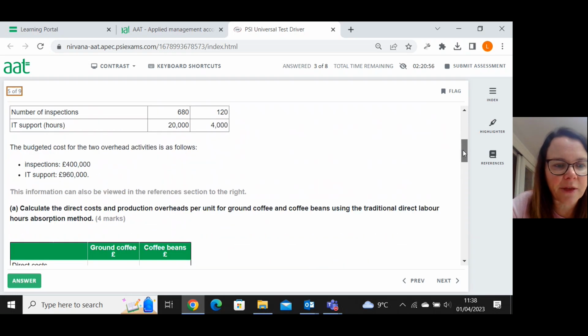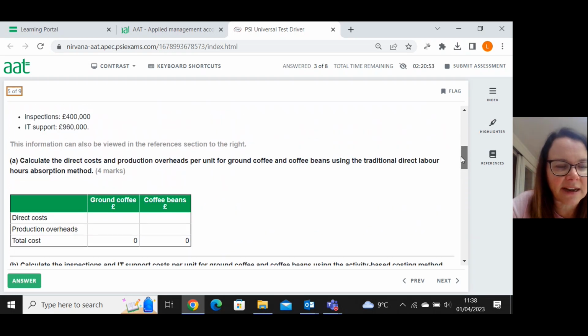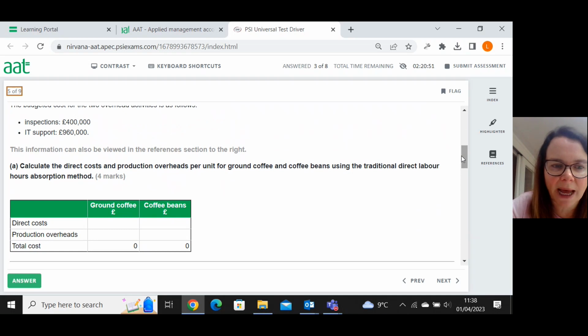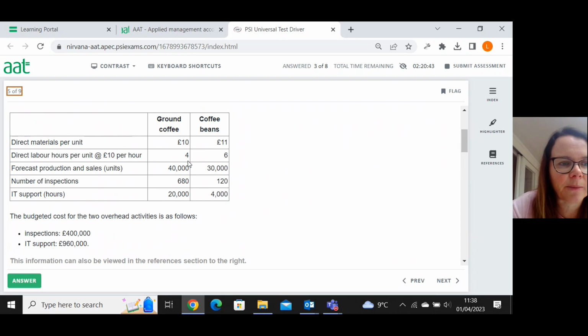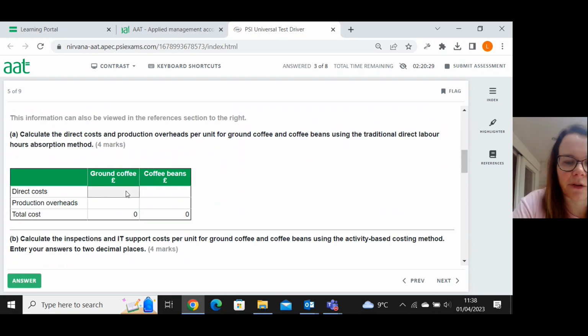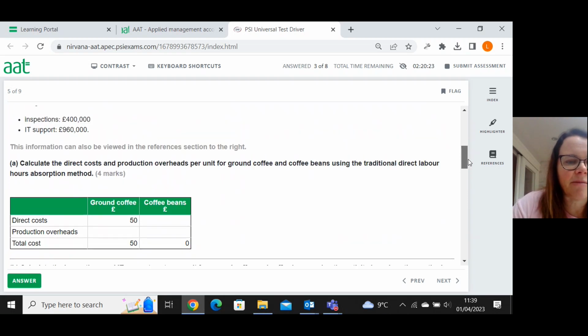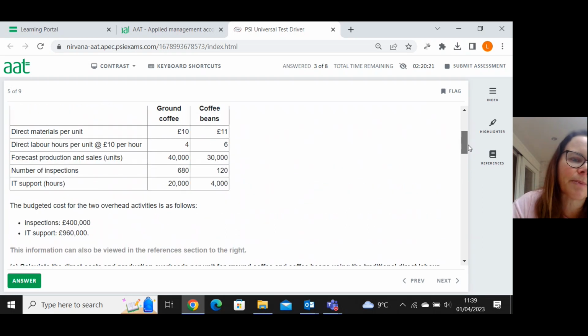So hold that thought and then let's start filling this in. Remember, my overhead absorption rate is £4 per labour hour. For ground coffee, my direct costs are going to be materials, £10, plus 4 hours at £10 an hour, which is £40. So that gives me £50 of direct cost. My production overheads, remember it's £4 per labour hour. I'm using 4 hours.